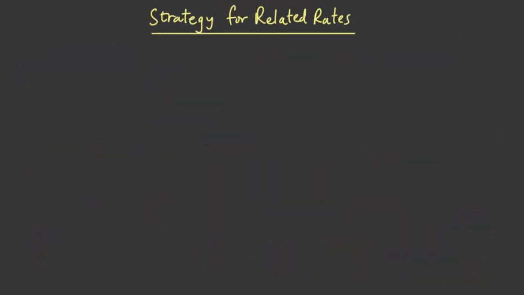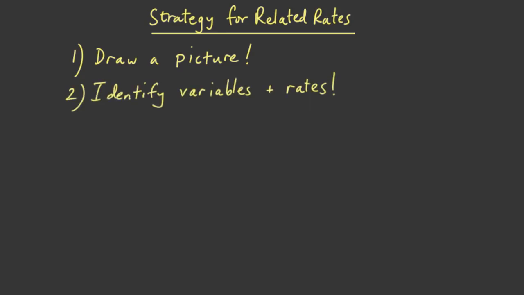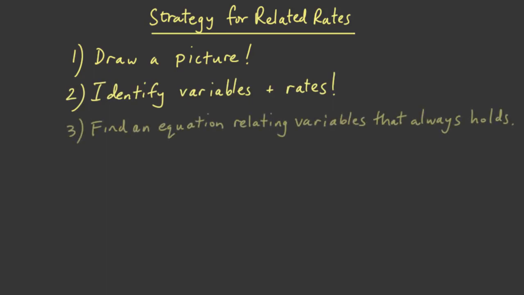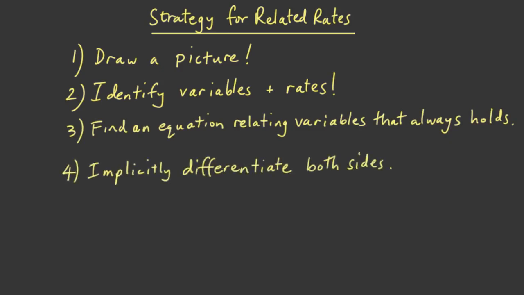In general, this is the sort of strategy that you can follow for related rates problems. The first thing you want to do is to draw a picture. Then you should identify the variables and the rates that are involved. After that, you need to come up with an equation relating those variables that holds for all time. After that, you can implicitly differentiate both sides of that equation. And then, and only then, can you plug in the values and solve for the rate that you're interested in. Sound good?